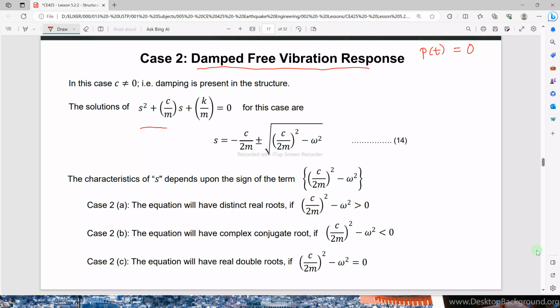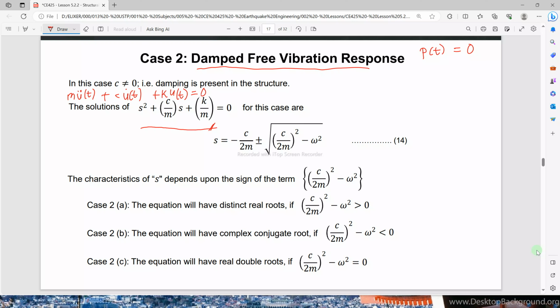So if you recall, this is our auxiliary equation for our equation of motion: m u double dot of t plus c u dot of t plus k u of t is equal to 0. Since we already considered the damping on this specific condition or vibration response, c is not equal to 0. So now we put a new set of equation of motion here.